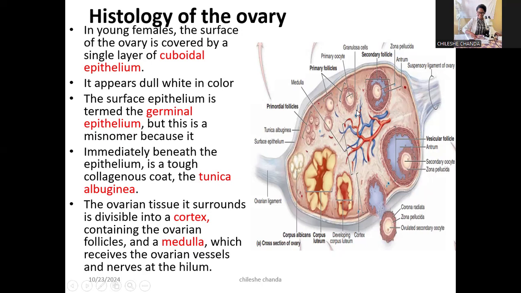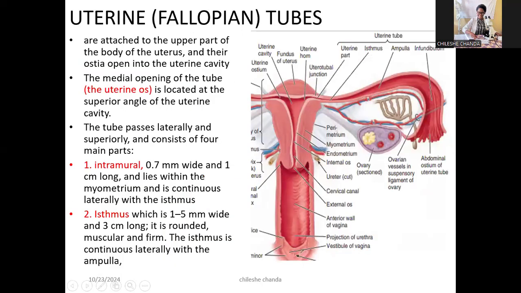And then in the middle here you're going to find blood vessels, connective tissue, nerve endings, and lymphatics. That is the medulla. So that is the histology of the ovaries.